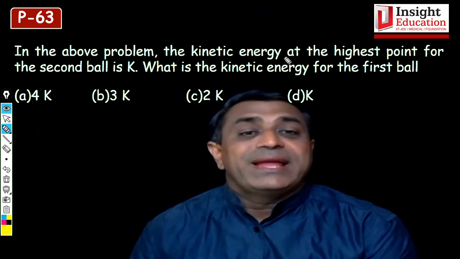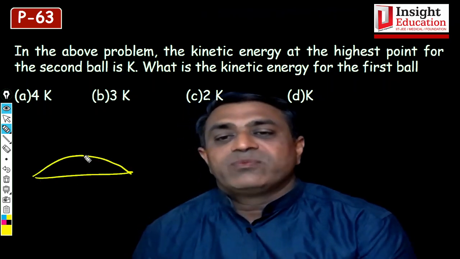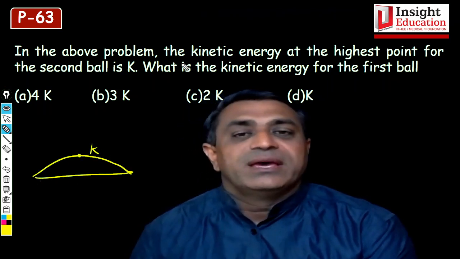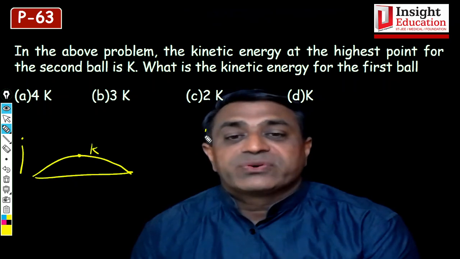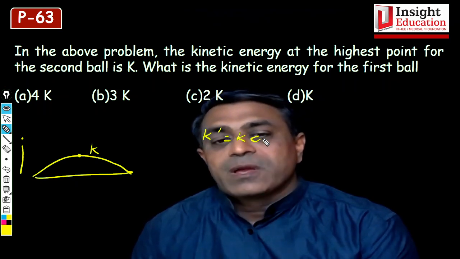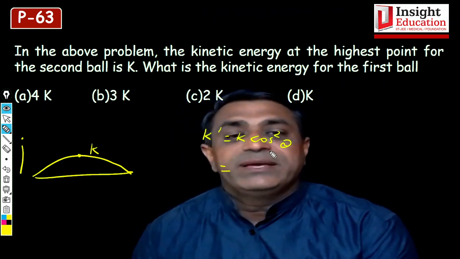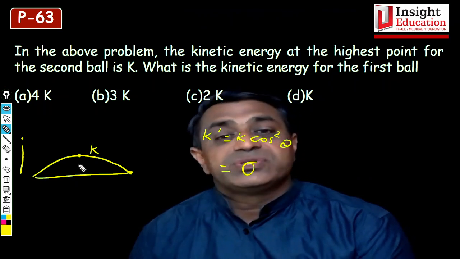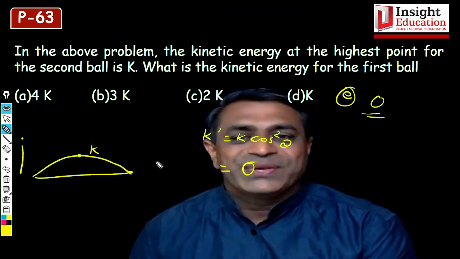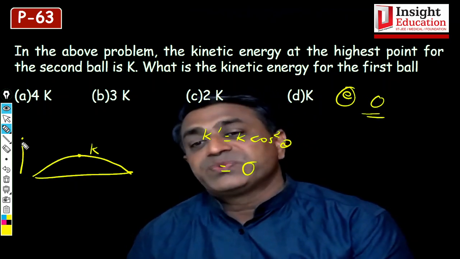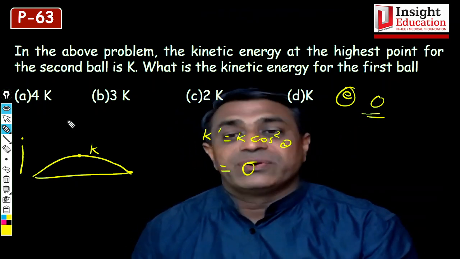In the above problem, the kinetic energy at the highest point for the second ball is K. What is the kinetic energy for the first ball? So for the first ball at the highest point, kinetic energy K dash is equal to K cos square theta. Here theta is equal to 90. So cos 90 is 0. So the answer is 0, option E. At the highest point the velocity becomes 0, so kinetic energy is also 0.